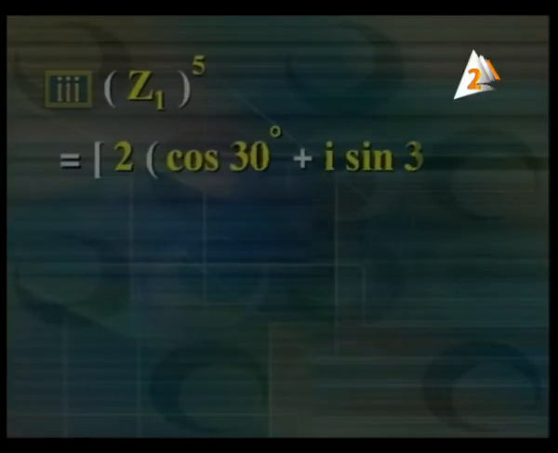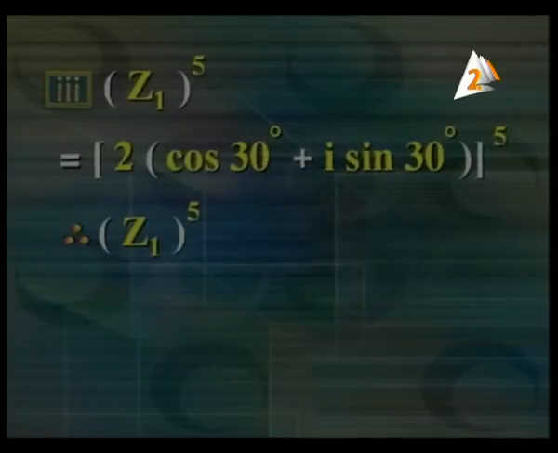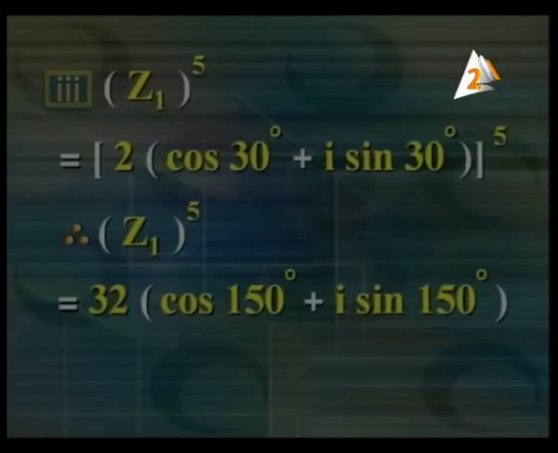Number 3: z1 to the power 5, by using De Moivre's theorem. 2 multiplied by cosine 30 plus i sine 30, all to the power 5. We distribute the power 5 over 2 and over cosine 30 plus i sine 30. So z1 to the power 5 equals 2 to the power 5, which is 32, cosine of 5 times 30, that is 150, plus i sine 150.